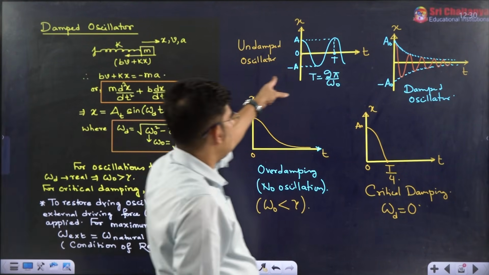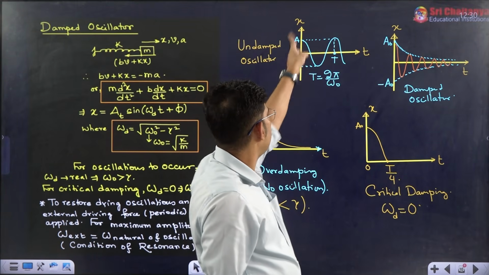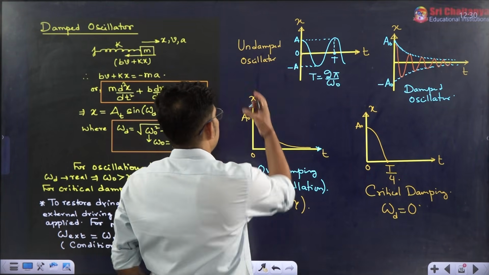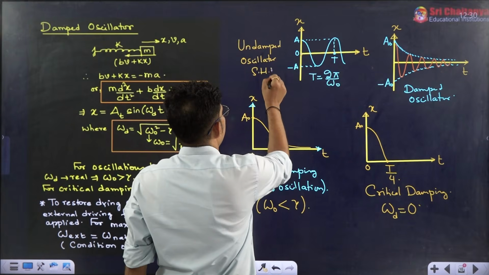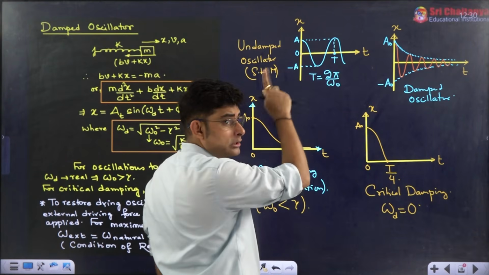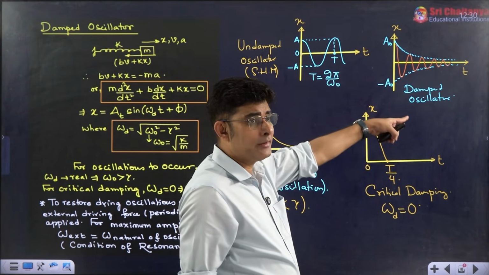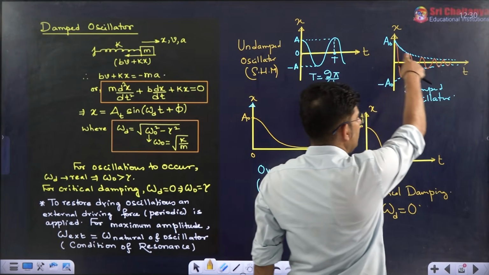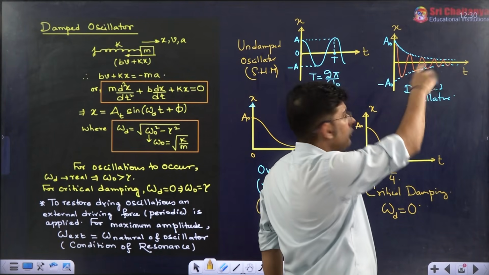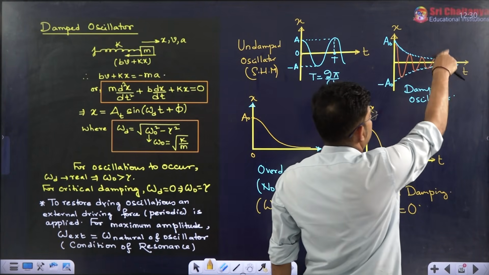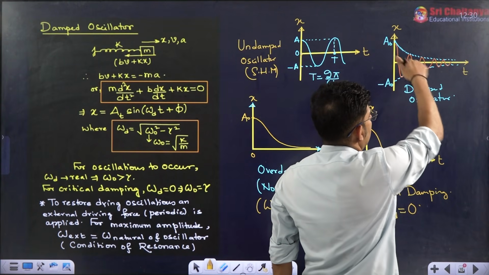So here we have shown some graphs. Undamped oscillator means SHM, where the time period is 2 pi by omega naught, and omega naught is root k by m. But if you have a damped oscillator, the amplitude varies exponentially, decreasing. So the sinusoidal graph is contained within the envelope of the amplitudes like this.